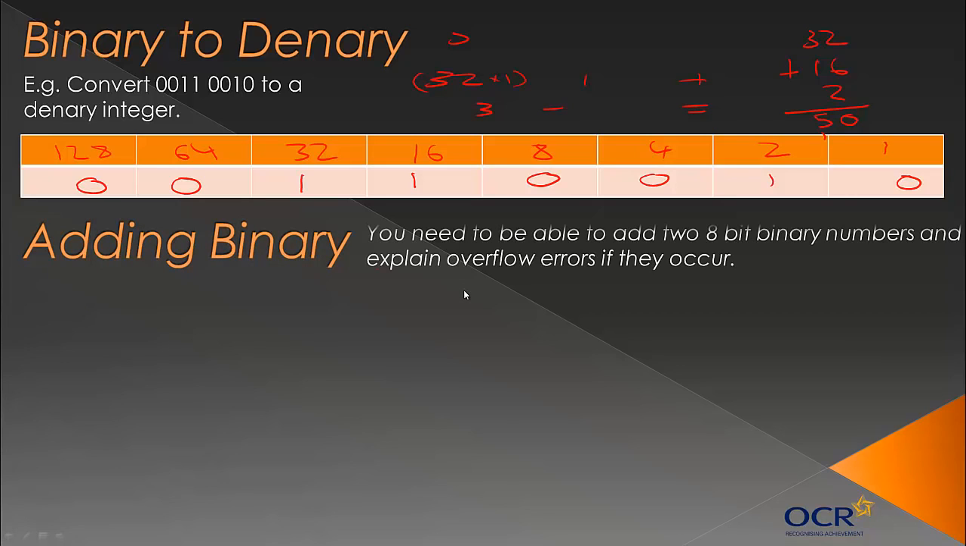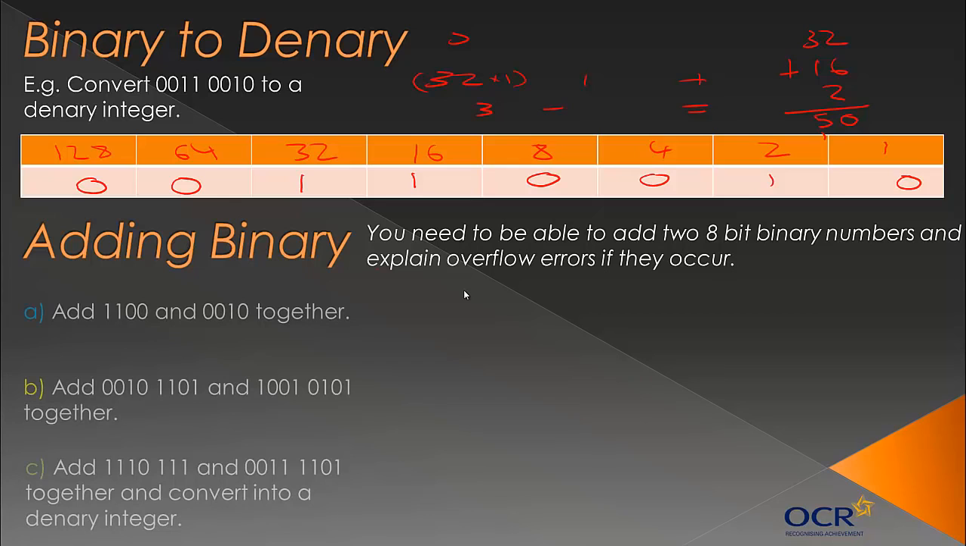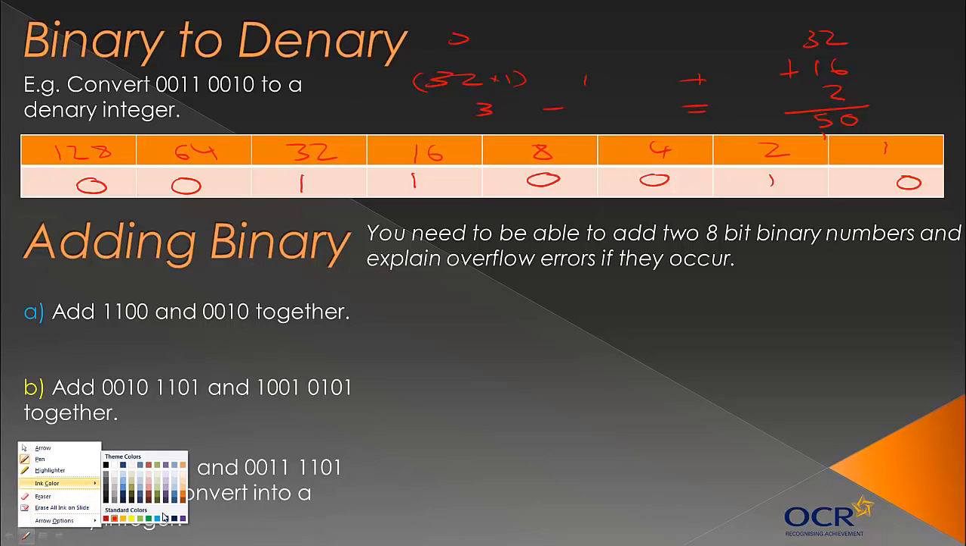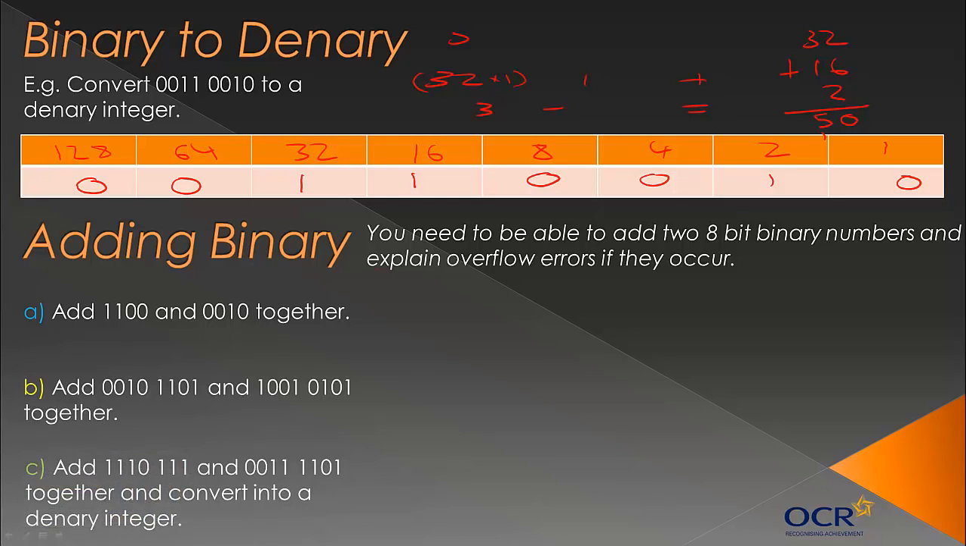So you're required to know how to add two 8-bit binary numbers and explain overflow errors if they occur. So we've got 3 examples here to go through. Let's change my colour to light blue to represent this A. So this is a really easy example, and I'll show you why it's really easy in a second. It's literally just adding how it would be in normal maths.